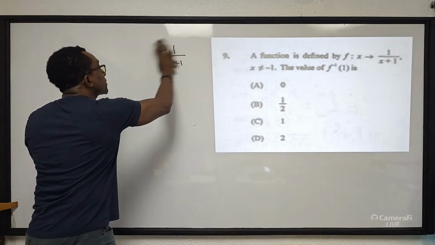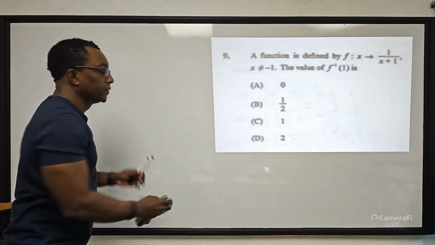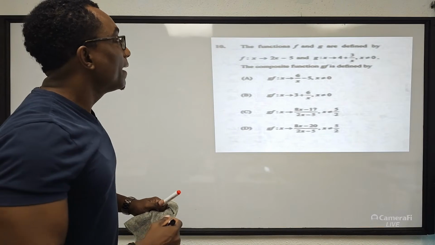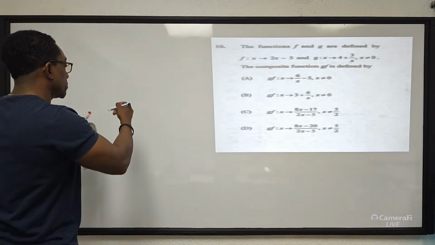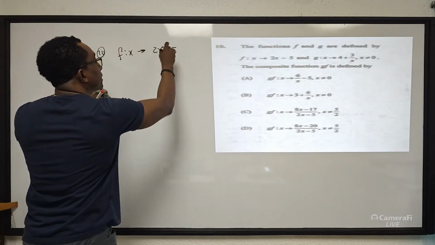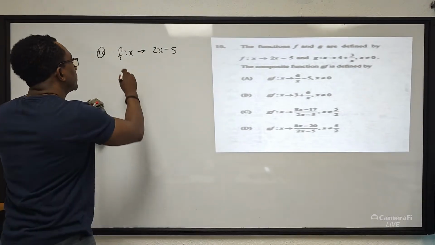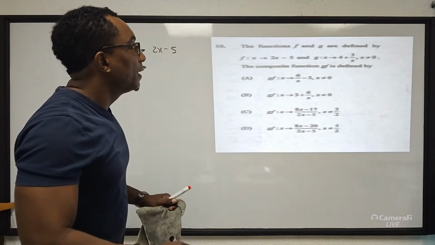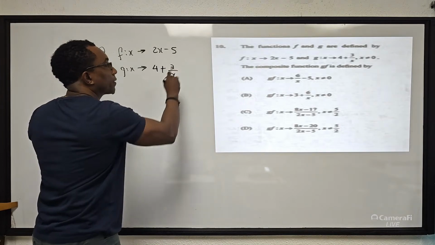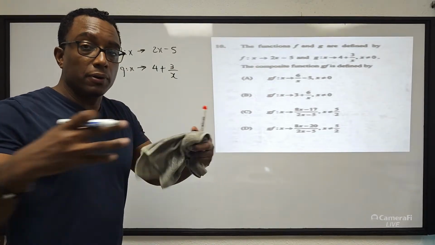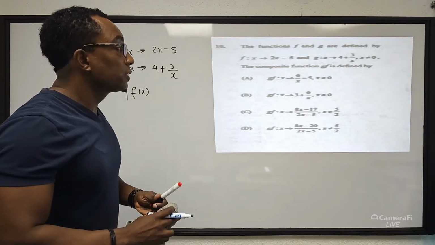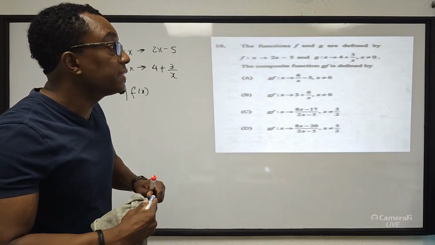So question 10 states, the functions f and g are defined by f is such that x is mapped onto 2x minus 5, and g is such that x is mapped onto 4 plus 3 over x. They want us to find the composite function. You know what a composite function is? You bring them together, you combine them. gf of x.